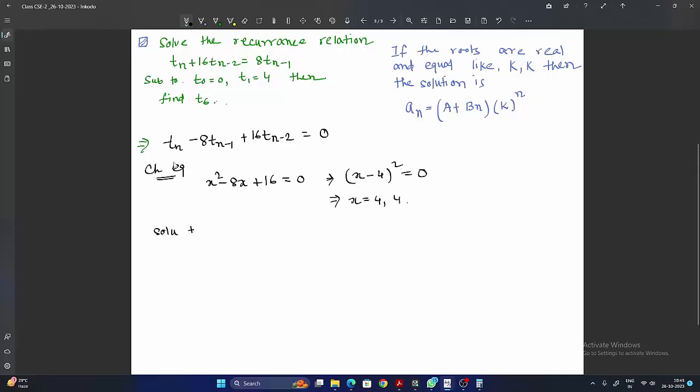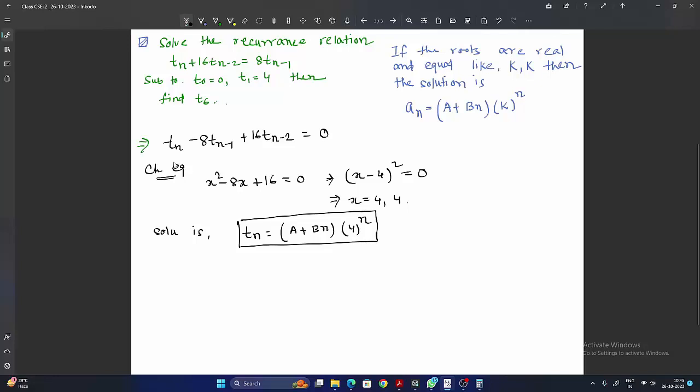So what is the solution? Here it is not a_n, it is t_n. T_n will be a plus bn into 4 to the power n, na. So it is the solution. Is there any problem in that solution? If you have any doubt, tell me.